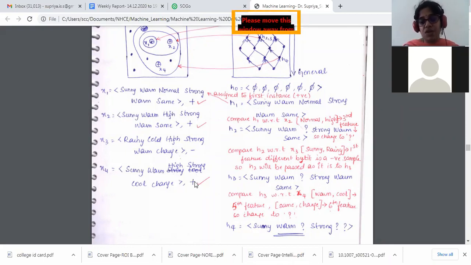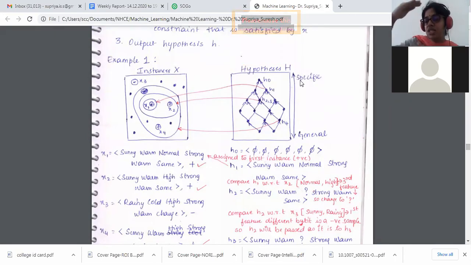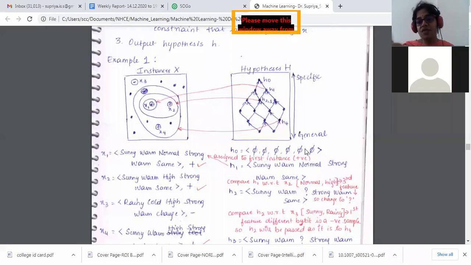When I have these instances with me, how am I going to come up with a generic one, or how am I going to have a more specific one by generalizing the content? In this diagram, the topmost is the specific one. I just have H0, which is the most specific, with all 6 parameters, that is 6 features, initialized to 5 as the first step of the Find-S algorithm. The second one, H1, is below that, which means it's not completely specific.